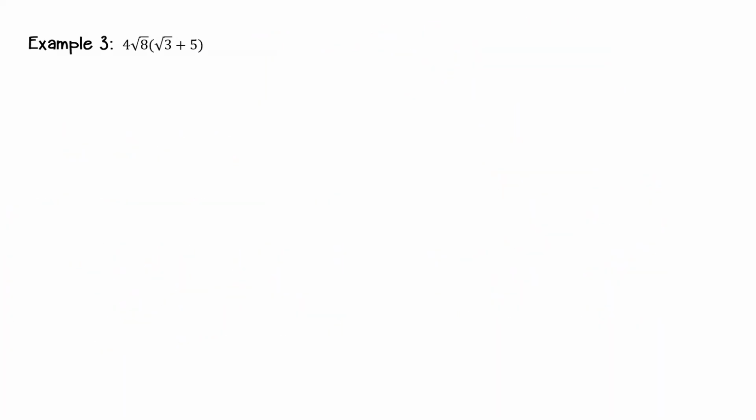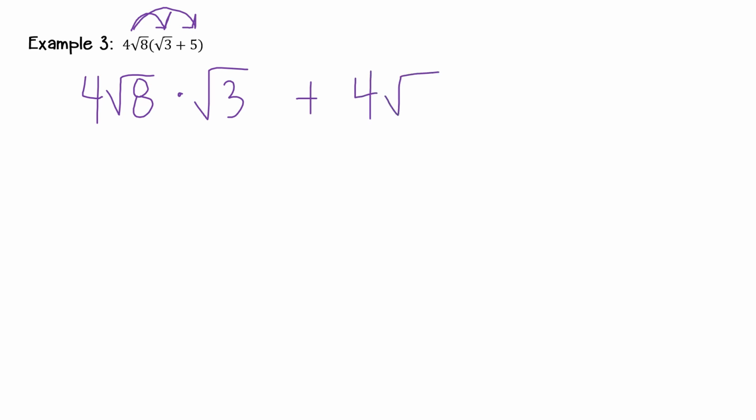For our last example, this one looks a little bit like it's going to be an addition problem, but because I have the parentheses to start this problem, we're going to start with distribution, which is multiplying. So I'm going to distribute the 4 root 8. I'm going to multiply that both by the square root of 3, and then I'm also going to multiply 4 root 8 times 5.